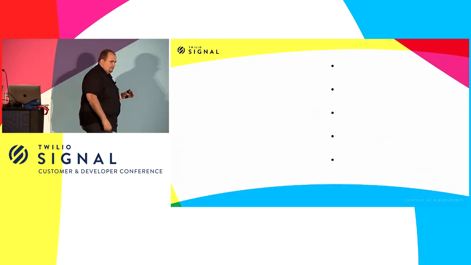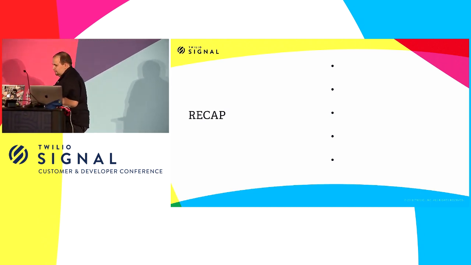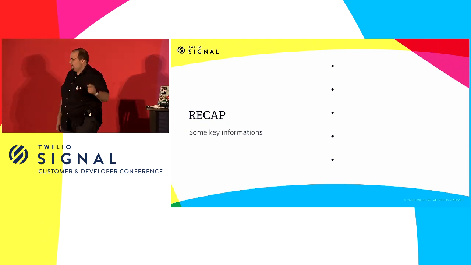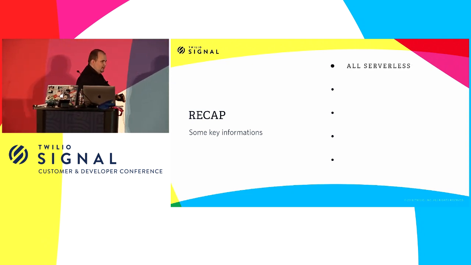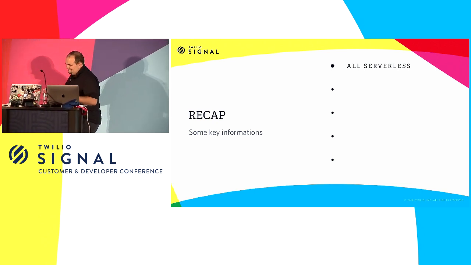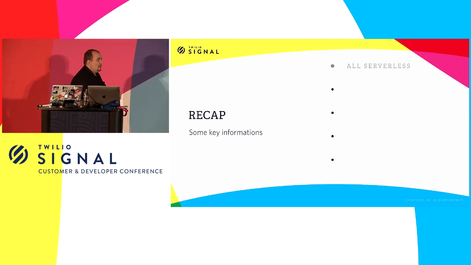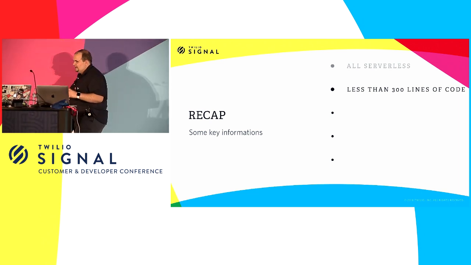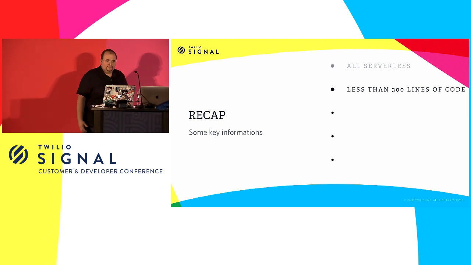OK, so before I let you test the system, let's make a very quick recap of what we've done. This system, as Serena said a couple of minutes ago, is all serverless. You don't have to set up a server. You don't have to hire DevOps, which is the worst job on earth, on my guess. Then, it's frighteningly simple. All the functions together are less than 300 lines of code. Who can pretend running a startup just by writing 300 lines of code?